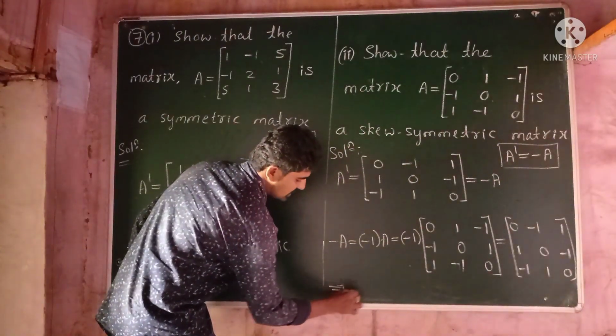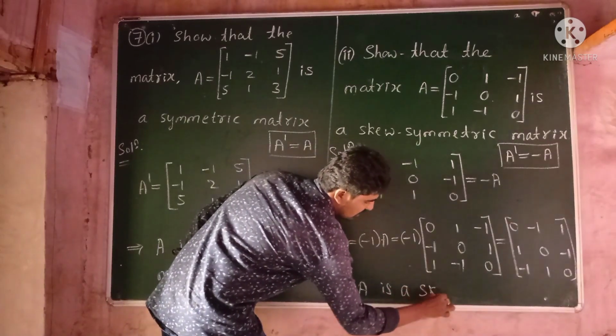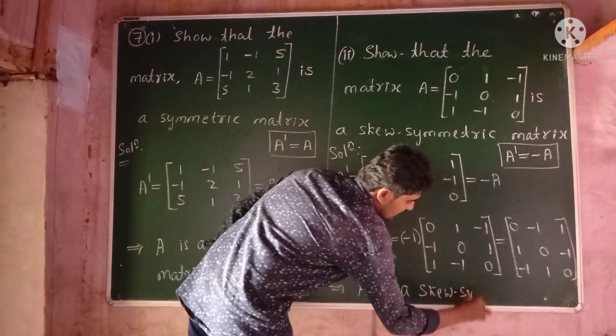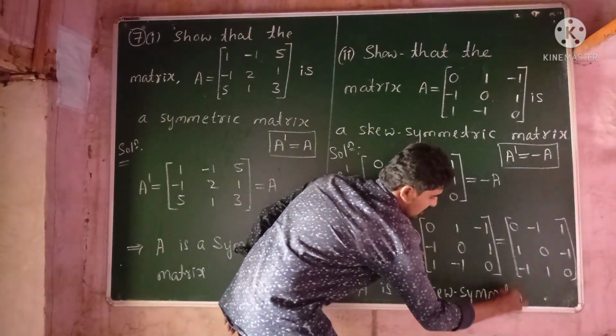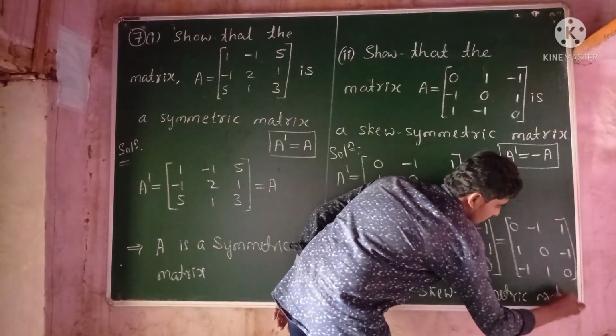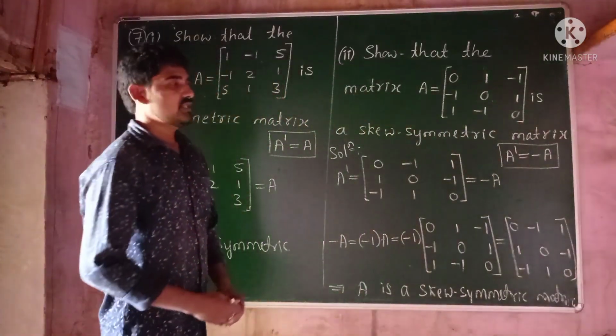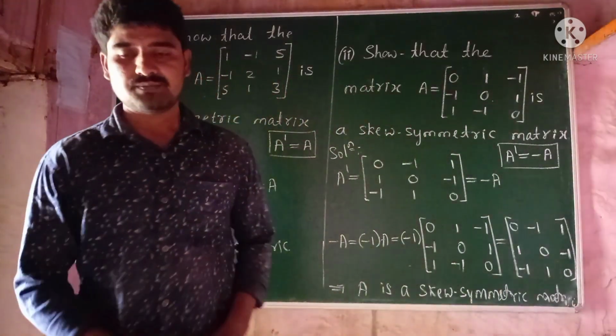So, which implies that A is a skew symmetric matrix. I hope all of you understood. If possible, take a note.